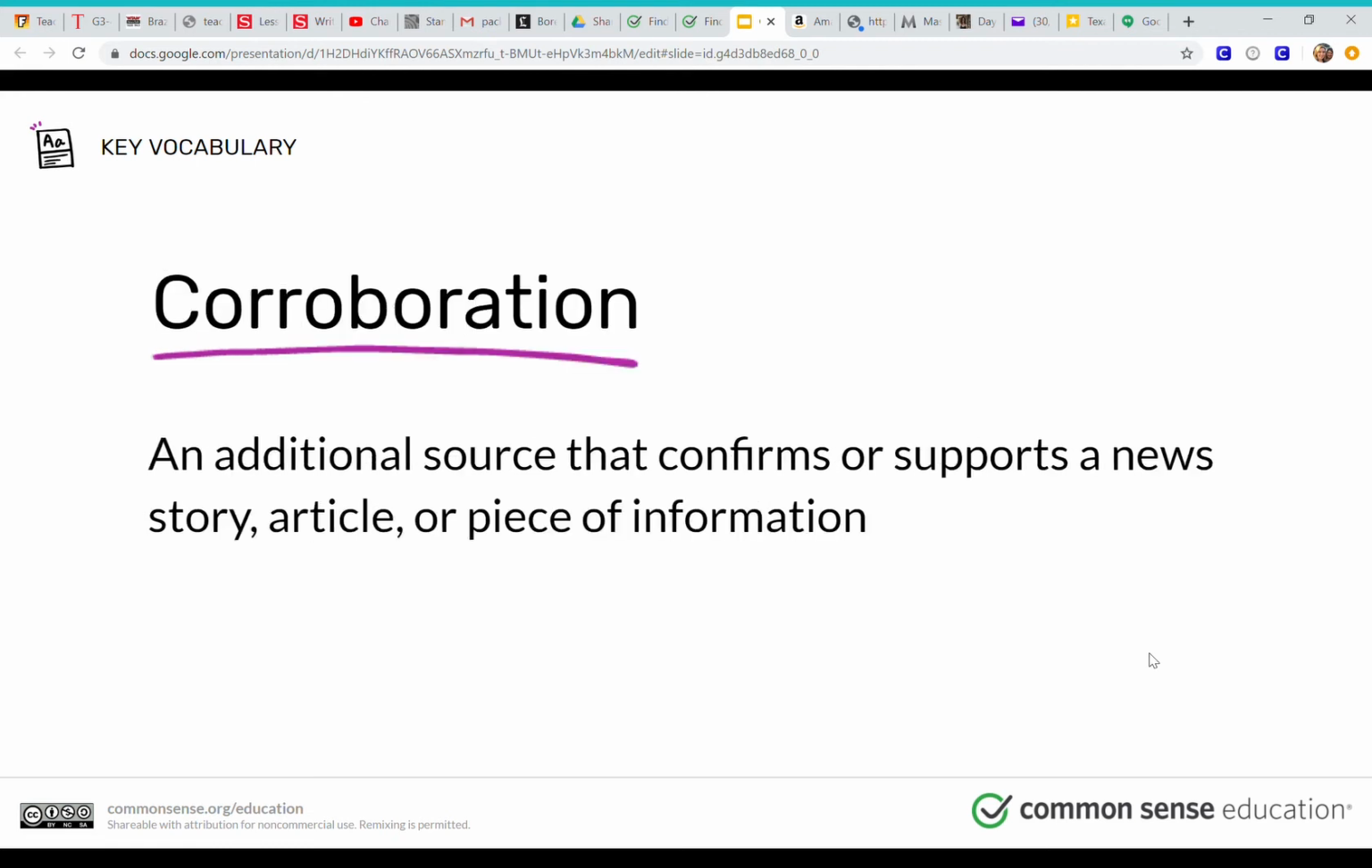Okay? Now, corroboration. Corroboration is just other sources that confirm or support a news story, article, or piece of information. So once again, if you hear something and it sounds crazy and you can't find anybody else that's reporting on it, that's a good idea that that might not be true. Okay, good sources for corroboration are websites like Scientific American, or academic sites like colleges, or things like Scholastic or National Geographic. All of those places are good whenever we're looking at scientific information.